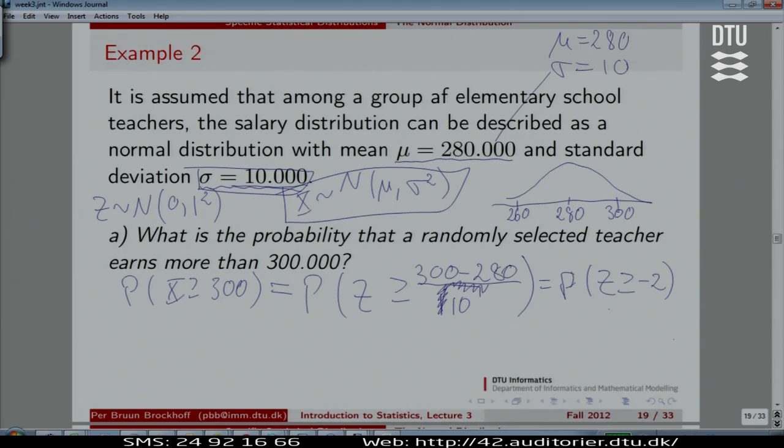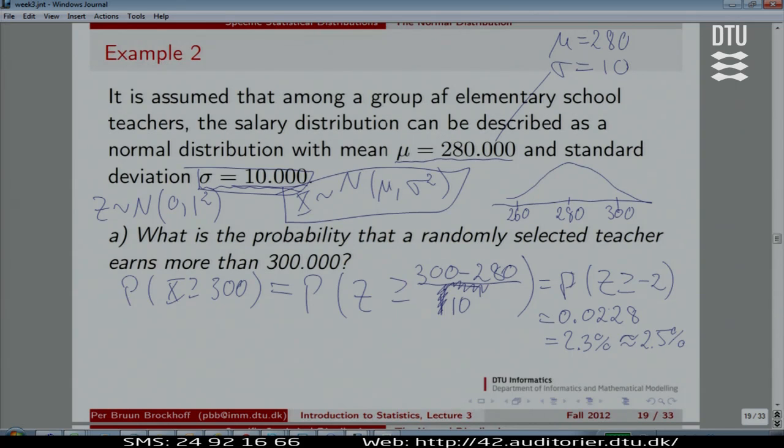This is the number we found a few minutes ago, just before the break. This was almost 2.5%, right? This is where this 95% comes from. This is actually, you could say, 2.3%. And as we sometimes do when we do approximate thinking here, we call this 2.5%, meaning that within plus minus 2, we have 95%.